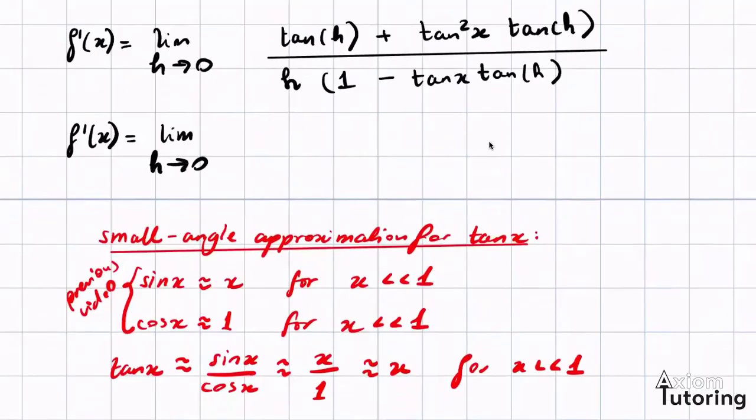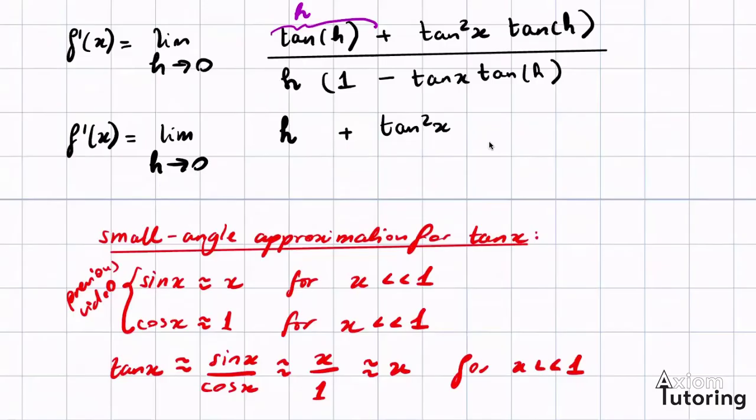Okay? So using that result now, we can rewrite f dash of x, the limit as h tends to 0 of our expression here. We can apply the small angle approximation by saying tan of h approximates to h, because remember h is tending to 0, so h is very small. So we're left with h plus tan squared x times tan h.